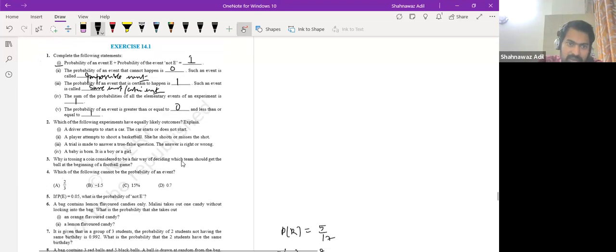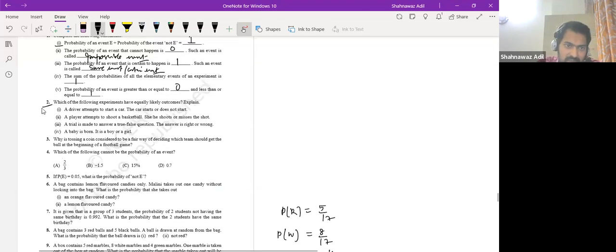Now let us start from Tejasvi again. Which of the following experiments have equally likely outcomes? A driver attempts to start a car, the car starts or does not start. Is this an equally likely event? Equally likely meaning 50-50% chance. So the car starts or does not start. So these are equally likely, right?